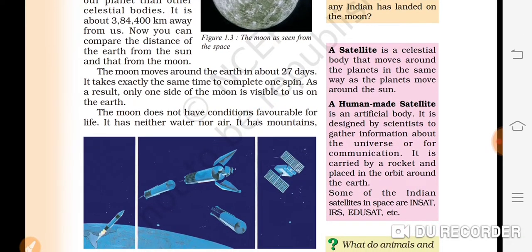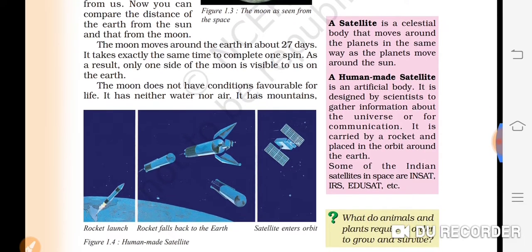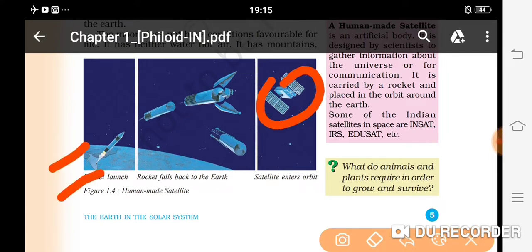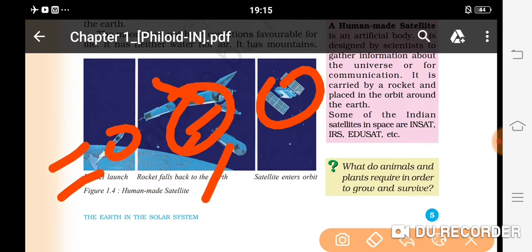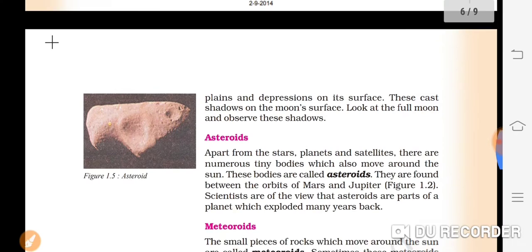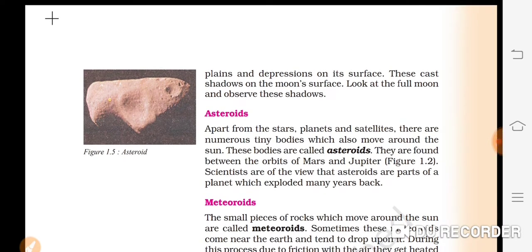What is a satellite? A satellite is a celestial body that moves around the planets in the same way as the planets move around the sun. A human-made satellite is an artificial body, for example INSAT, IRIS, EduSat, and many more. It is designed by scientists to gather information about the universe and for communication. It is carried by a rocket and placed in orbit. Suppose this is a figure, this is a rocket launcher with the satellite inside it. When it goes to space, the other parts fall down to the Earth, and the satellite enters its orbit. The plains and depressions are things you find on the moon.